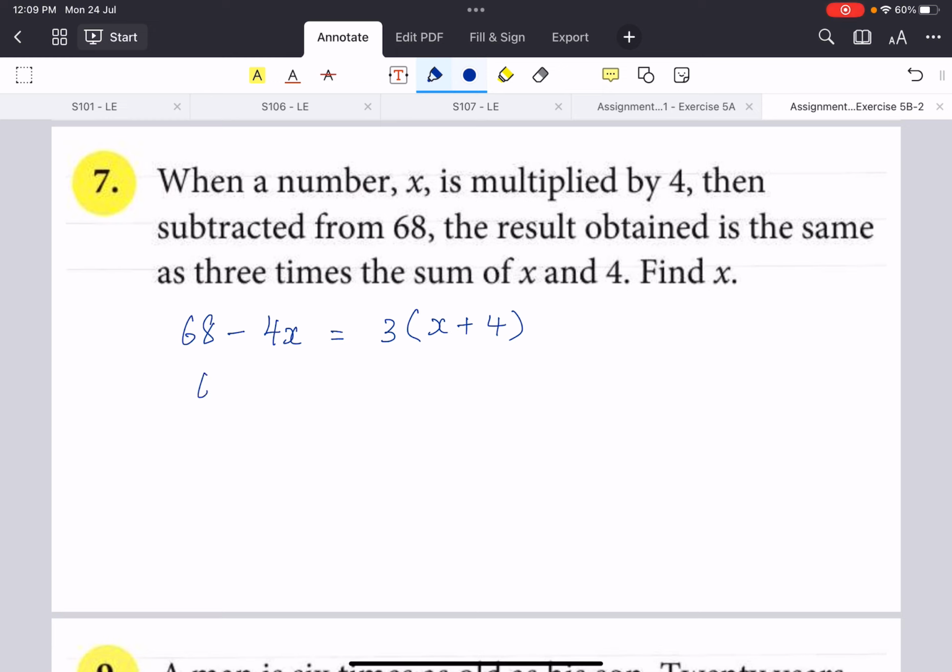So simplifying this, 68 minus 4x equals 3x plus 12. Negative 7x will be equal to, let me see where's my calculator, 12 minus 68 gives me negative 56. So x is negative 56 divided by negative 7, that will give us the answer 8. And the answer to find x, we have x equals 8, so that will be fine, right?